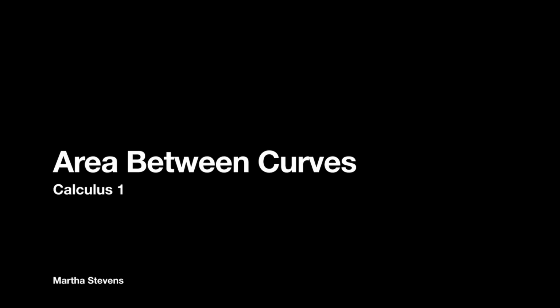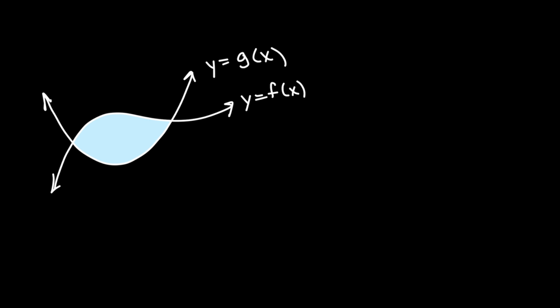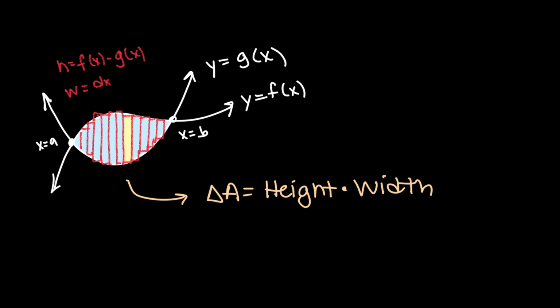We are now going to talk about how we can use integrals to find the area between curves. For example, let's say I want to find the area between this function that I'm calling y equals f of x and the other function y equals g of x. Well, we could divide this region up into a bunch of little tiny rectangles and create a Riemann sum, just like how we first defined integrals.